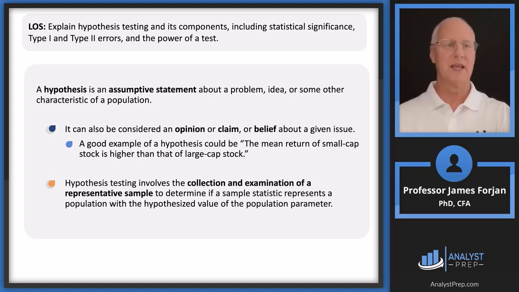All right, so look at this thing here at the very top: an assumptive statement about a problem, idea, or some other characteristic of a population, and that could mean almost anything. I could come up with a statement about a characteristic of the population of James Bond movies. I could say, you know what, Sean Connery is by far the superior James Bond, and we could have a conversation about this.